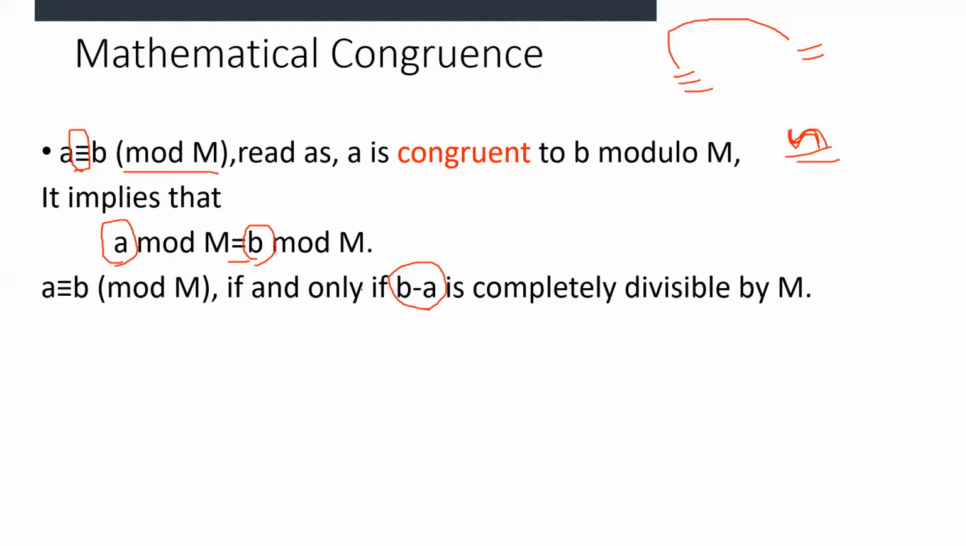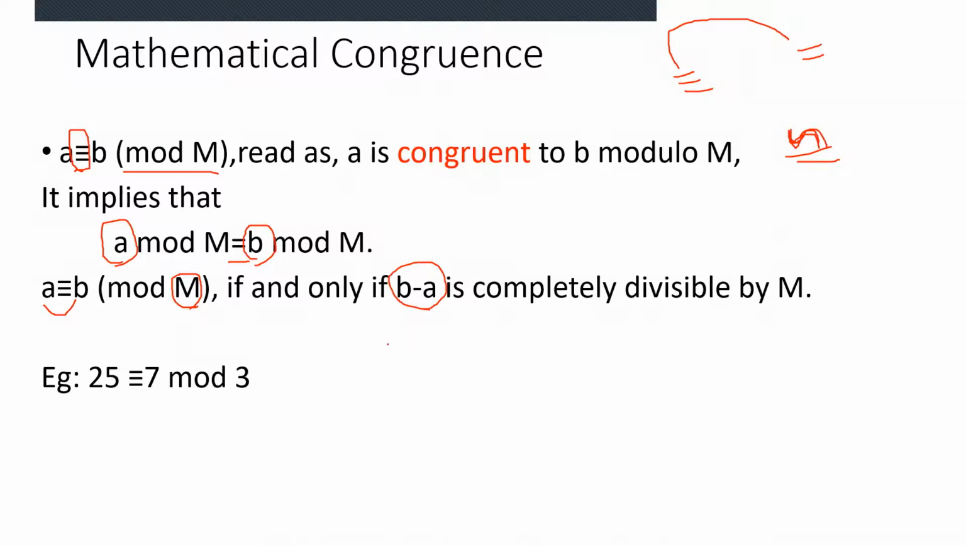Sorry, you are not taking the minus symbol and all. If you just find the difference between A and B, that number should be completely divisible by the number with which you are going to find the mod. Don't get confused with the definitions. I'll show you one simple example. What is the meaning of 25 congruent 7 mod 3? How can you replace this congruent symbol? Can anyone try?